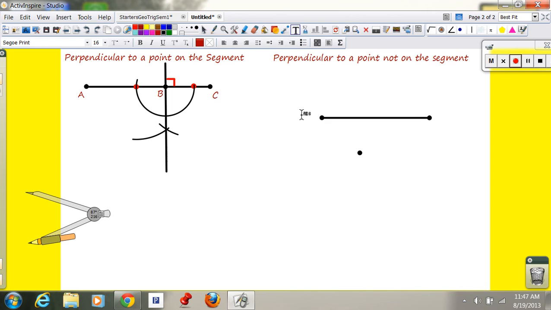Let's label this as X. We'll label this one as Y. And then the point that we want to be going through the perpendicular line we'll call point Z.